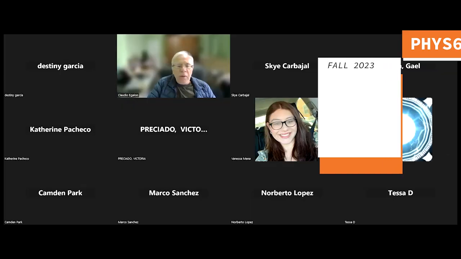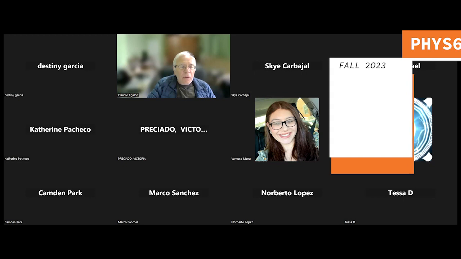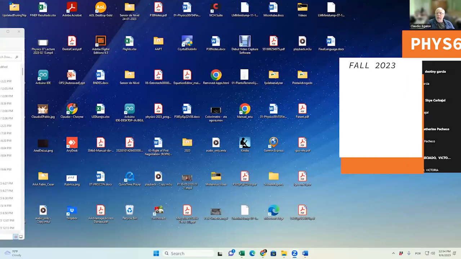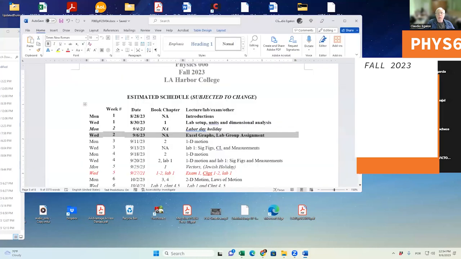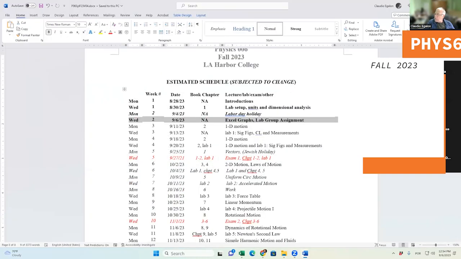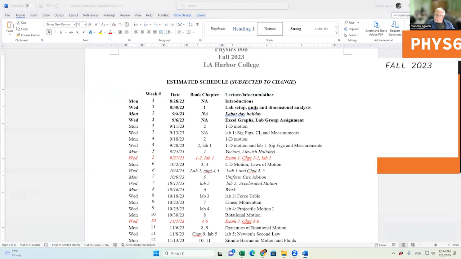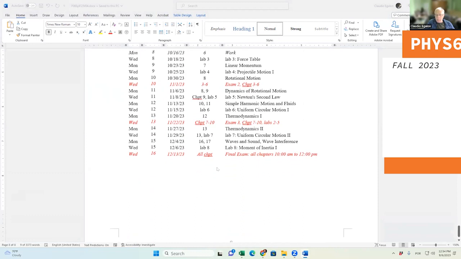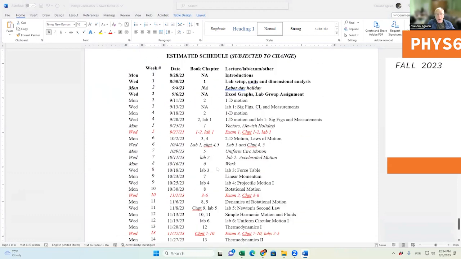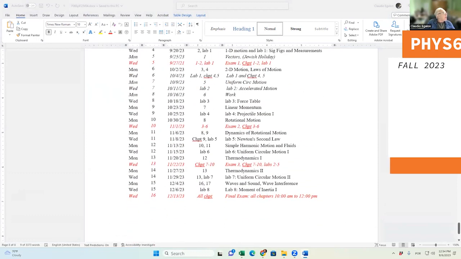Let me do something here. I'm going to share a different screen so I have everything in front of me. I presume you can see the syllabus now, right? Confirm that with me, please. Can you see the syllabus? I'm moving up and down. Yes, we can see it. Good, thank you. And now let's go for the other one.